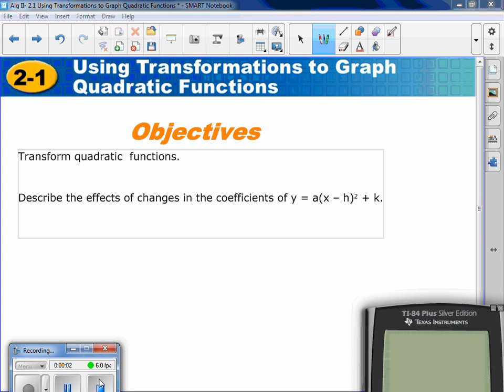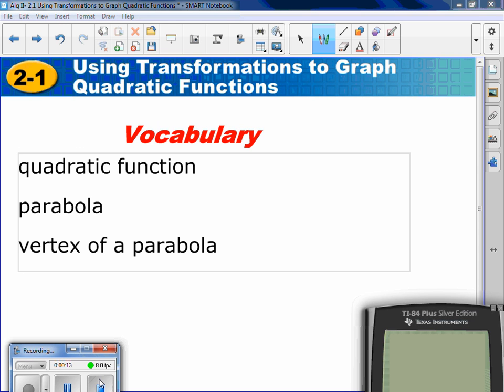Today we're starting 2.1, using transformations to graph quadratic functions. The main part we're going to talk about is how to graph them. We're going to talk about quadratic functions, what a parabola is, and the vertex of a parabola.